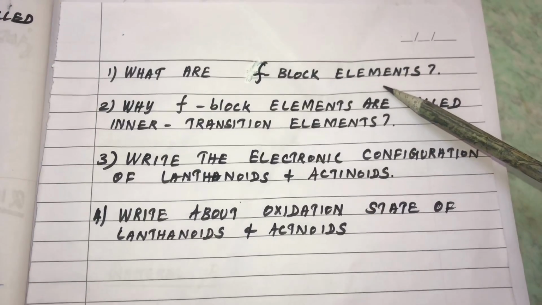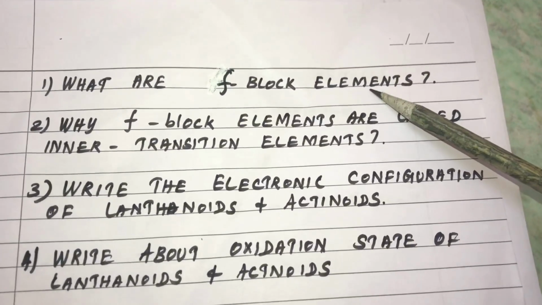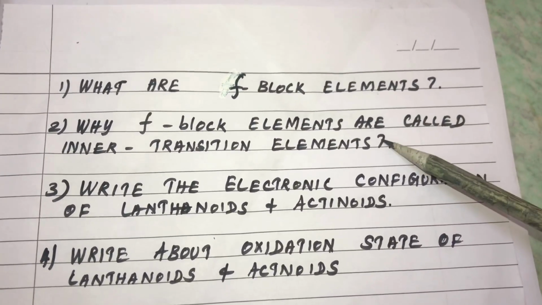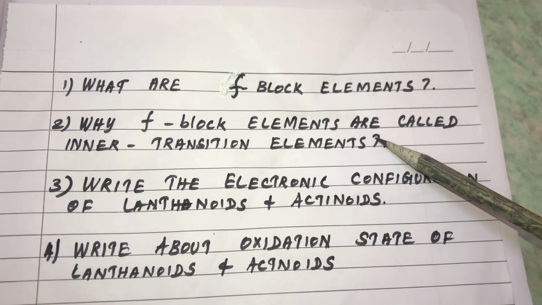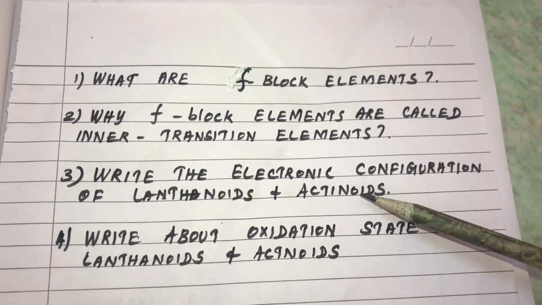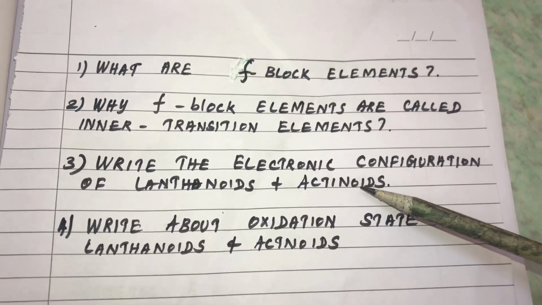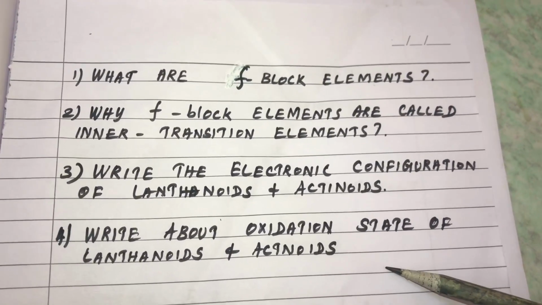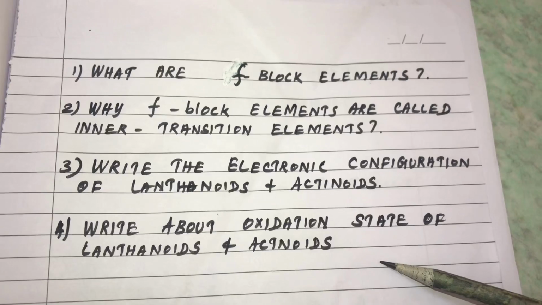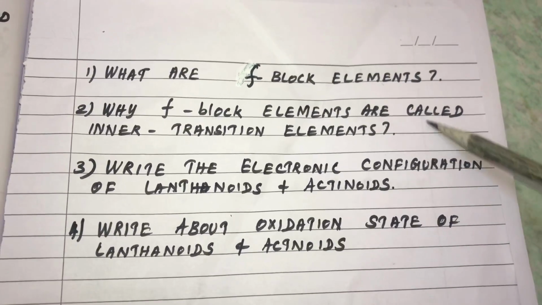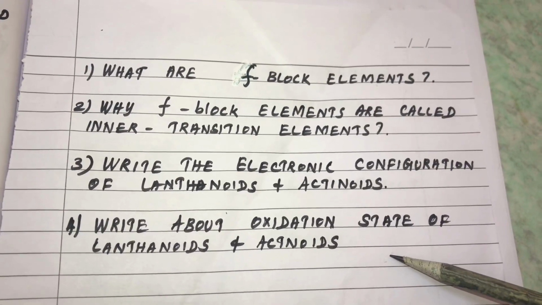In this video we are going to see what F block elements are, why F block elements are called inner transition elements, how to write the electronic configuration of lanthanides and actinides, and the oxidation states of lanthanides and actinides. So for these questions we are going to see answers.